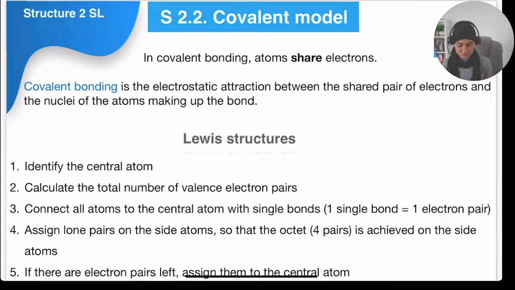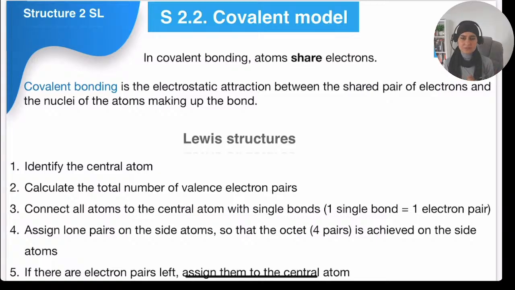So, definition. Covalent bonding is electrostatic attraction between the shared pair of electrons and the nuclei of atoms making up a bond. See the difference? There, electrons were transferred. Here, electrons are shared. What does sharing mean? It means that they're attracted to both nuclei. So they form a pair, and that pair is attracted to both nuclei. Again, these definitions are very specific for IB, you have to know that. Electrostatic attraction between what and what, that's what's changing: shared pair of electrons and nuclei of atoms making up the bond.